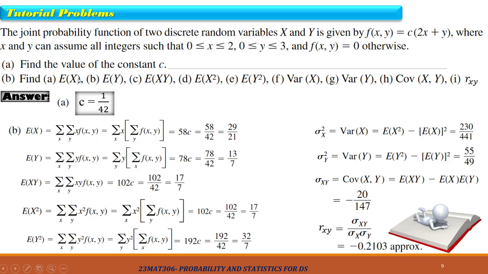Likewise, we have to find the expected value of x, expected value of y, expected value of xy, expected value of x square, y square, and the variance of all of them. And finally, we have to find the correlation coefficient of the two random variables. All the answers are given below. Just find the values, substitute in this formula and check the answers.